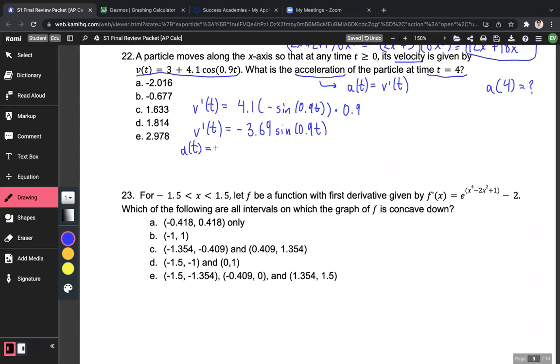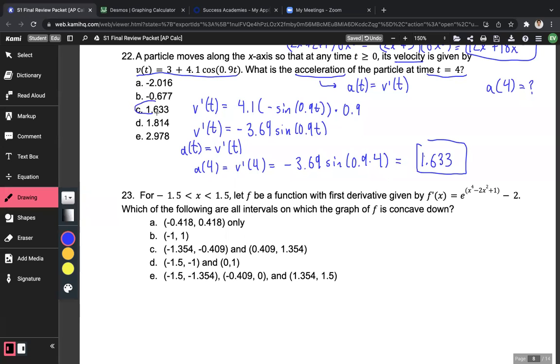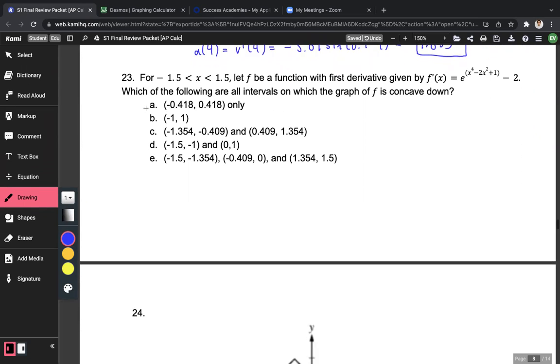And our acceleration is just equal to our derivative of velocity. So a of 4 is equal to v prime of 4, which is equal to negative 3.69 times the sine of 0.9 times 4. Again, using my calculator, I should get 1.633 units per second squared. Answer choice C.